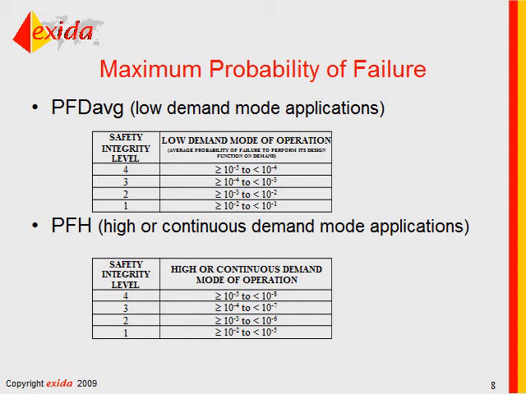The distinction between high demand and continuous demand is made in the speed at which demands occur. Basically, if the demands occur so rapidly that you are not able to do anything when a failure is detected in your safety instrumented function, then that will be classified as continuous demand.